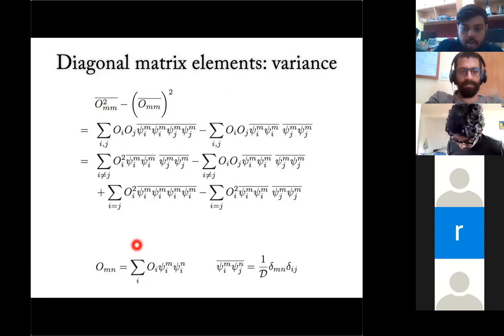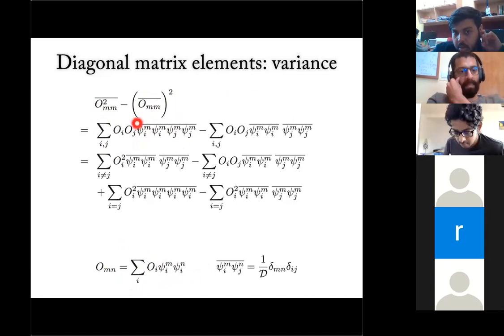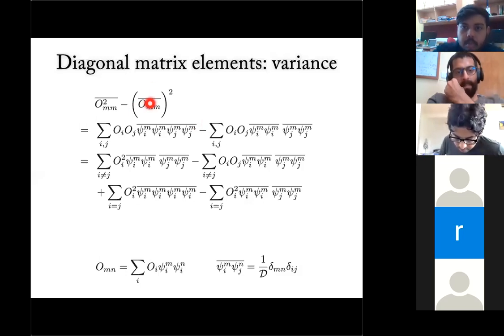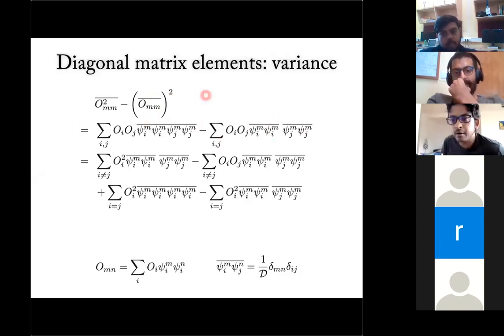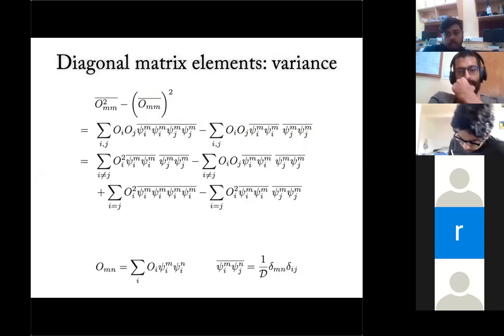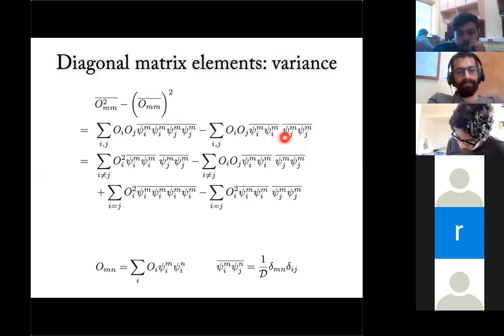So just use this definition and write it twice with two different summations, i and j, and this is what you get. The over bar is because of this ensemble average over here. Similarly for the square of the mean, again it's a double sum, but you have a disconnected average because it is a square. I guess this is simple enough. If there are any questions, please feel free to ask. Okay, so this is what we have.